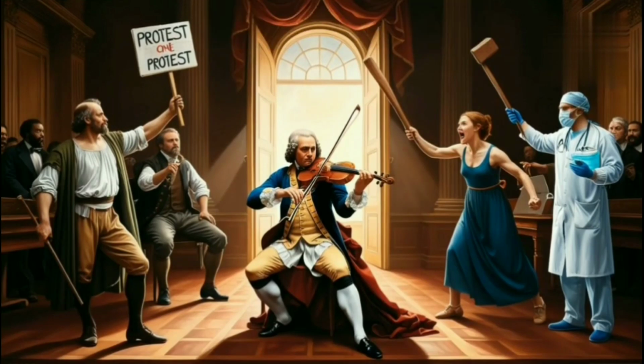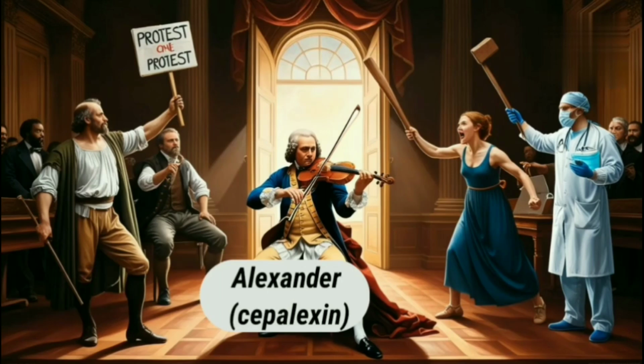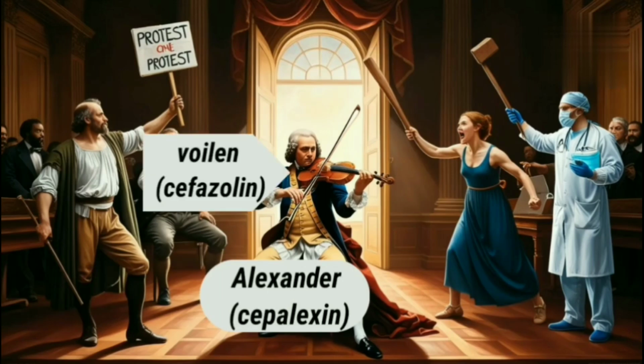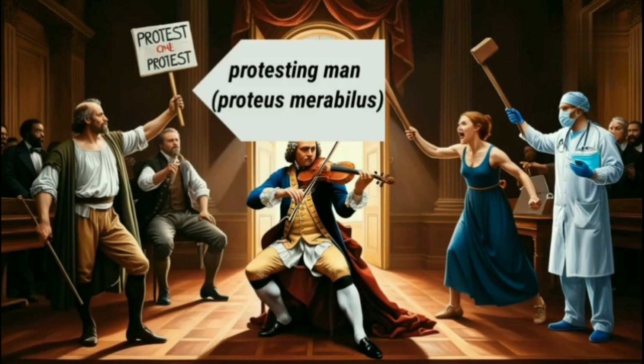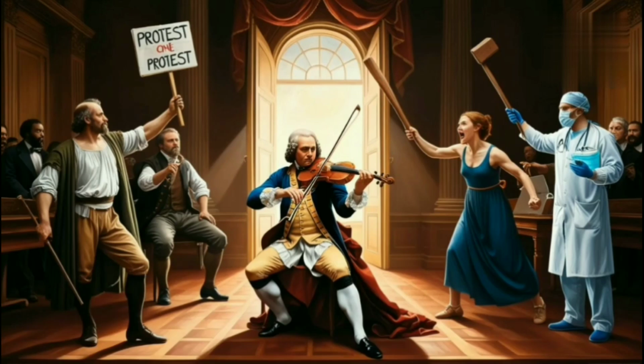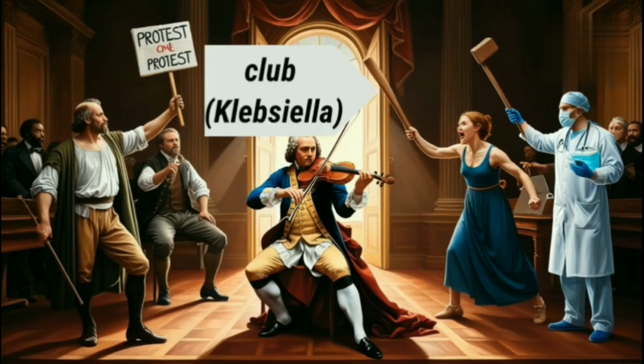At the center of the room, Alexander the Great, for cephalexin, is playing terribly on a violin, for cefazolin. His playing is so awful that the neighbors are furious. To the left, a protesting man, for Proteus mirabilis, is holding up a sign demanding silence. Next to her, another woman, furious and gripping a club, for Klebsiella, looks ready to attack the musician.